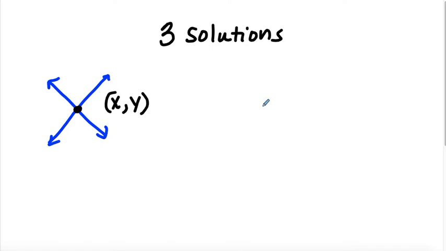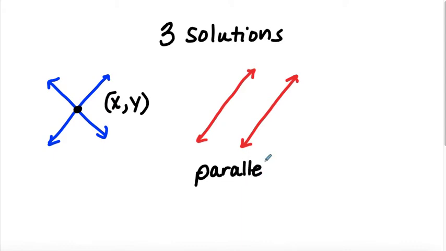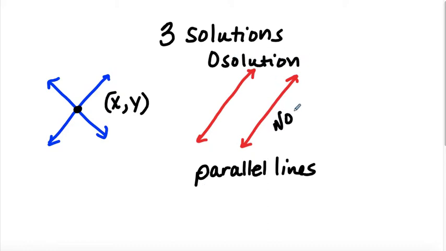So if the lines don't intersect, then you have parallel lines. So the lines exist. They're just parallel. Parallel lines, that would be no solution. So we'll say 0 solutions, or no solution. And that would mean that the lines have the same slope.